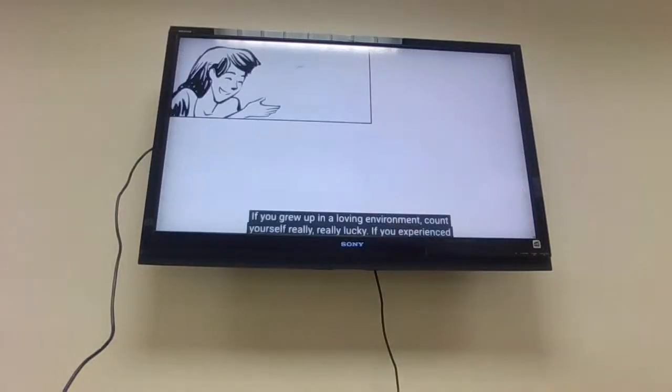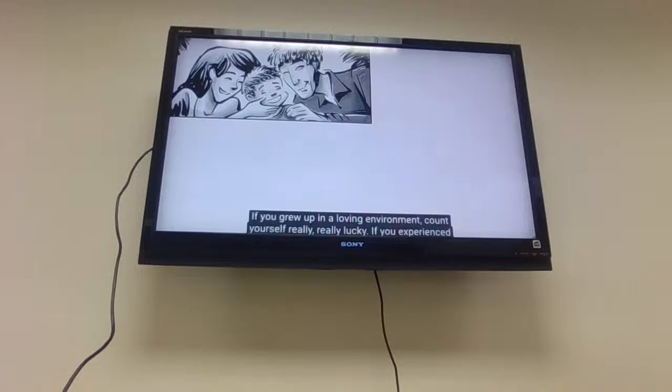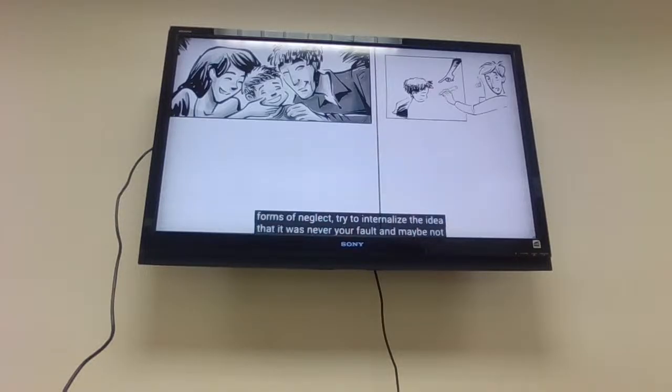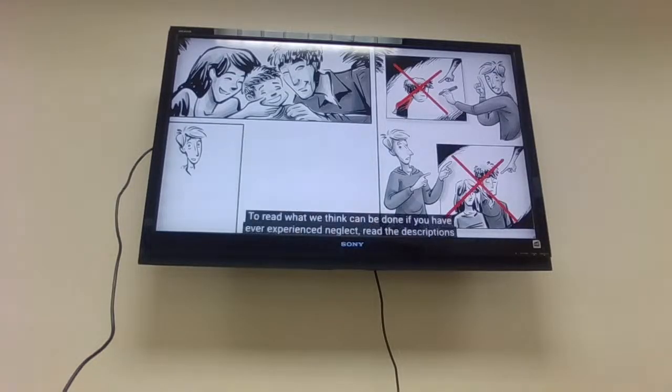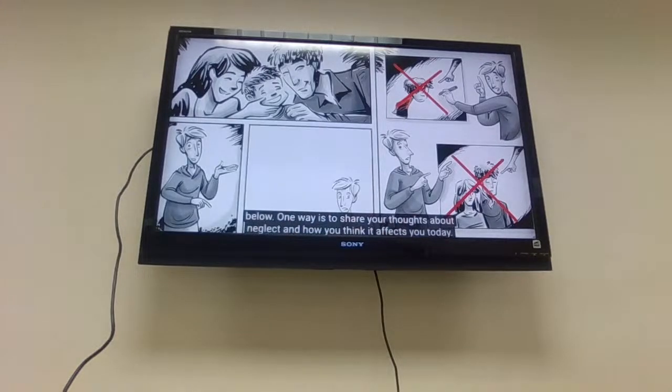If you grew up in a loving environment, count yourself really, really lucky. If you experienced forms of neglect, try to internalize the idea that it was never your fault, and maybe not even your parents' fault either. To read what we think can be done if you have ever experienced neglect, read the descriptions below. One way is to share your thoughts about neglect and how you think it affects you today.